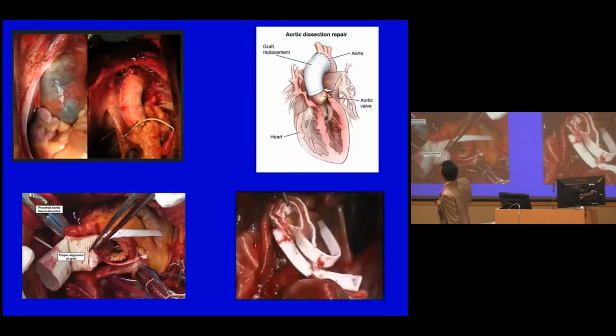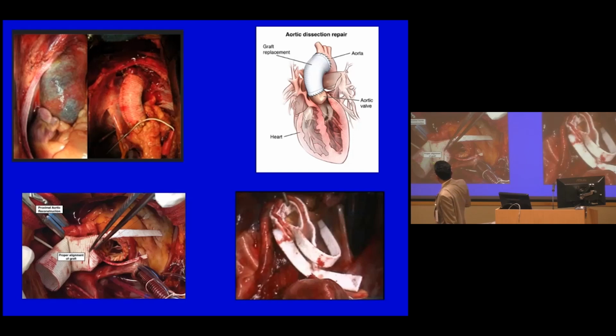So this is a picture of a dissected aorta, and here is the actual repair. Here's the cartoon of what this should look like, from the sinotubular junction, you make an oblique transection of the aorta from the brachiocephalic trunk to the lesser curvature, almost opposite to the takeoff of the left subclavian, to excise as much of the diseased tissue as possible.